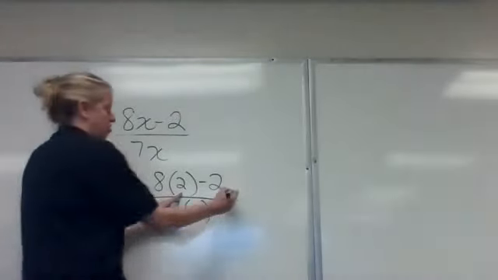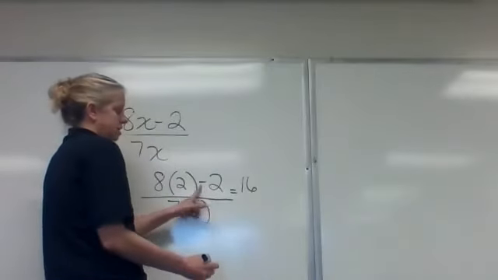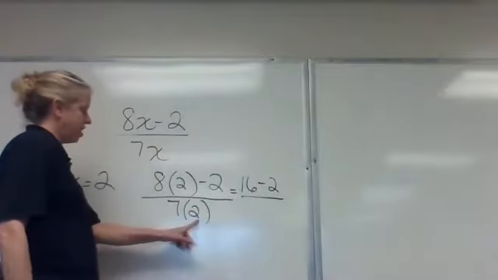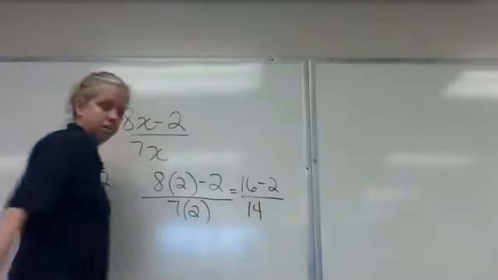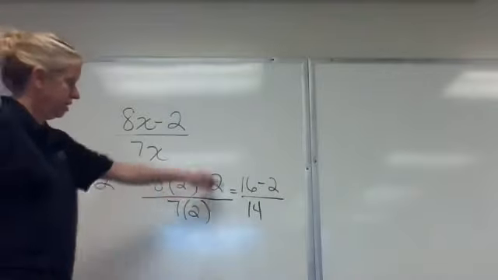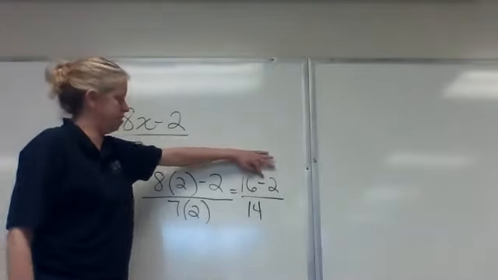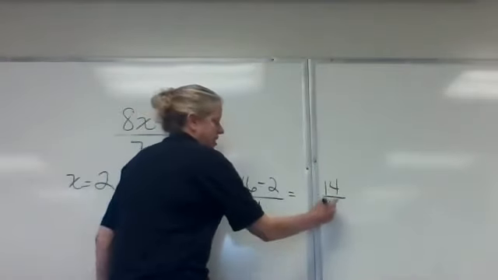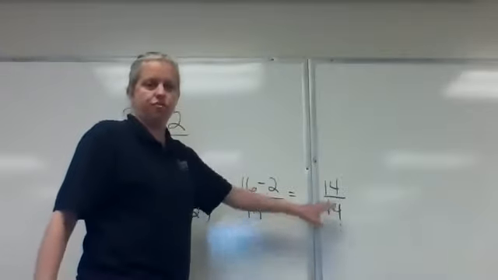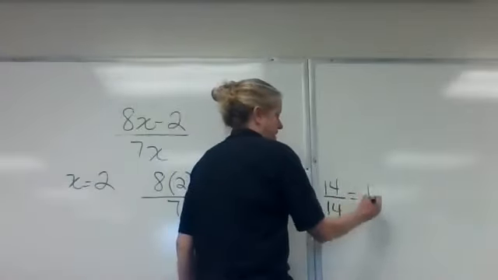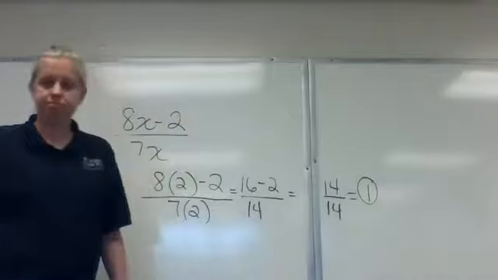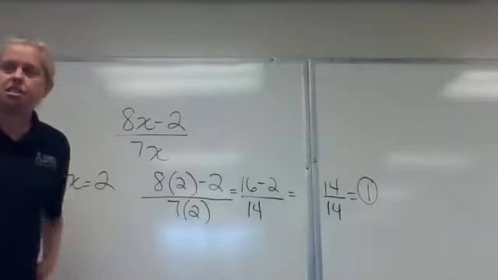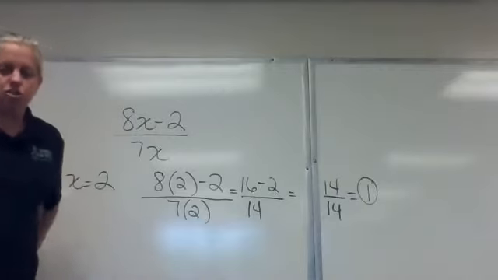8 times 2 gives me 16. Just bring over that minus 2. Over 7 times 2 is 14. So I have one thing left to do up top. 16 minus 2 gives me 14. And I still have 14 in the denominator. So since you have 14 over 14, you would simplify it to 1. So again, we're just going to replace the x's with whatever number it tells us it wants x to be, and then do the math.